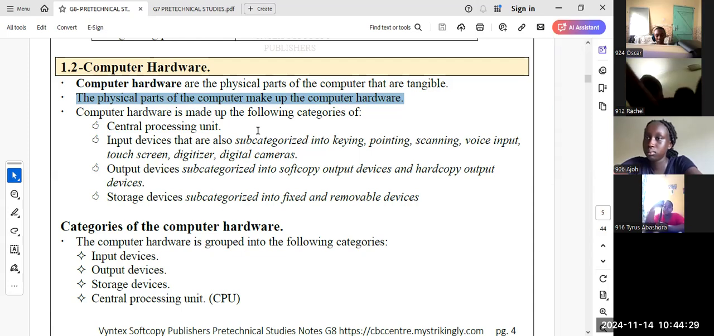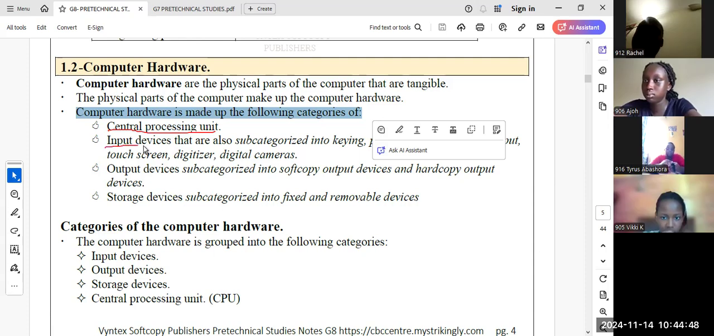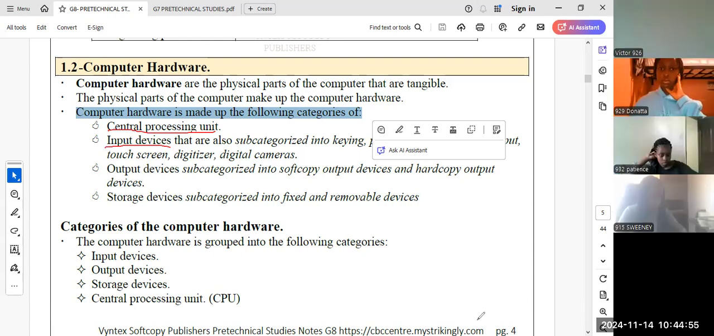Computer hardware is divided into four categories. Number one, we have what we call the central processing unit. We went ahead and said that we have what we call the input devices. This is the second category of computer hardware.